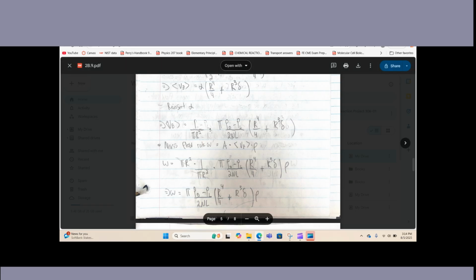And yeah, we get this equation. Mass flow rate is W, and that's the area, again the area perpendicular to the flow direction, times the average velocity times rho. That's because area is meters squared and velocity is meters per second, so you multiply those two together and that's meters cubed per second. And these two terms together is just volumetric flow.